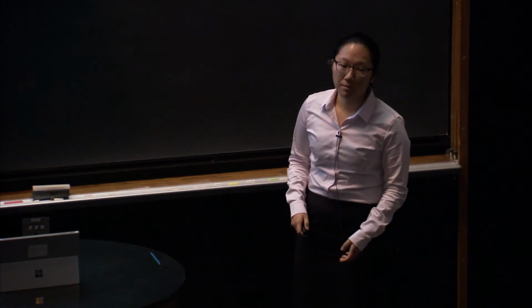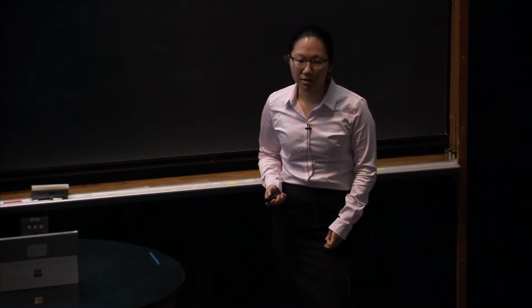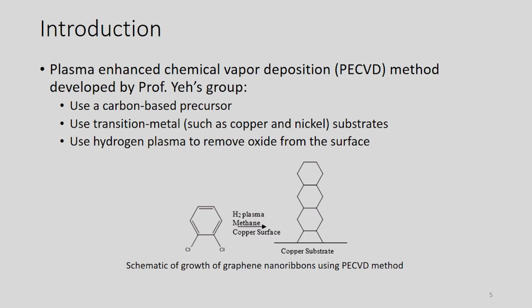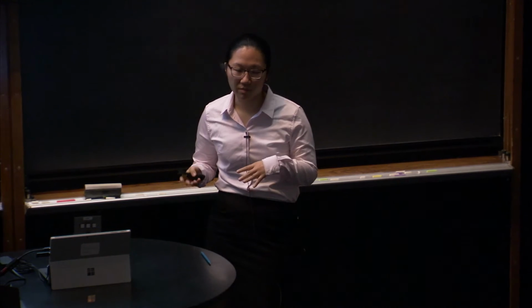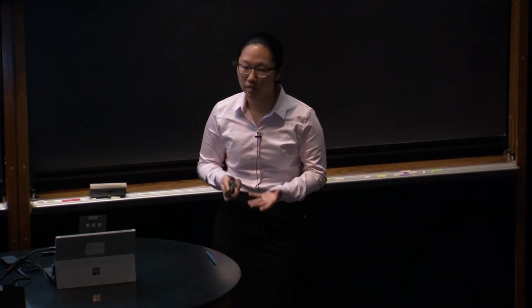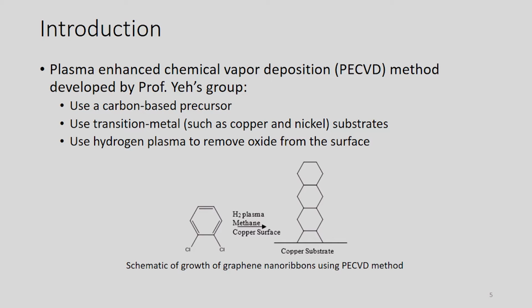So the plasma-enhanced chemical vapor deposition, PECVD method, was developed by Professor Ye's group. It involves a carbon-based precursor, a transition metal substrate, which might be copper or nickel, for example, and hydrogen plasma, which removes oxide from the surface of the substrate. This allows the substrate to become reactive and catalytic, and this allows the carbon-based precursor to seed upon the substrate and begin to grow the graphene nanoribbons. The schematic can be seen down here.